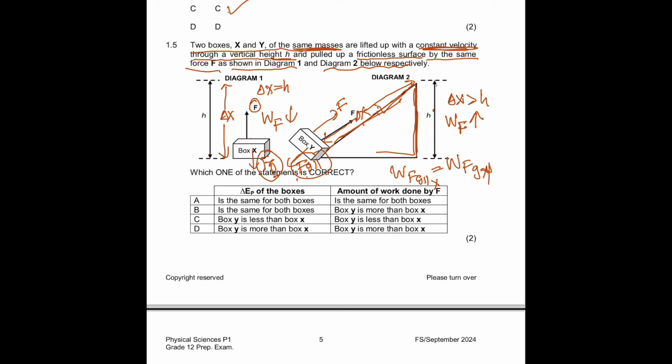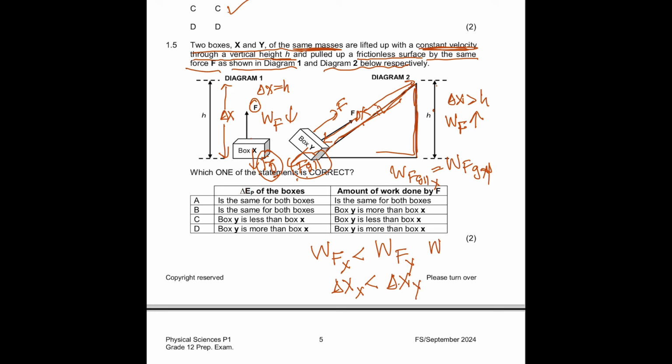So here, what we're going to say is that the work done by the force on box X is going to be smaller than the work done by the force on object Y, due to the displacement, because the displacement at box X is lesser than the displacement at box Y, right?